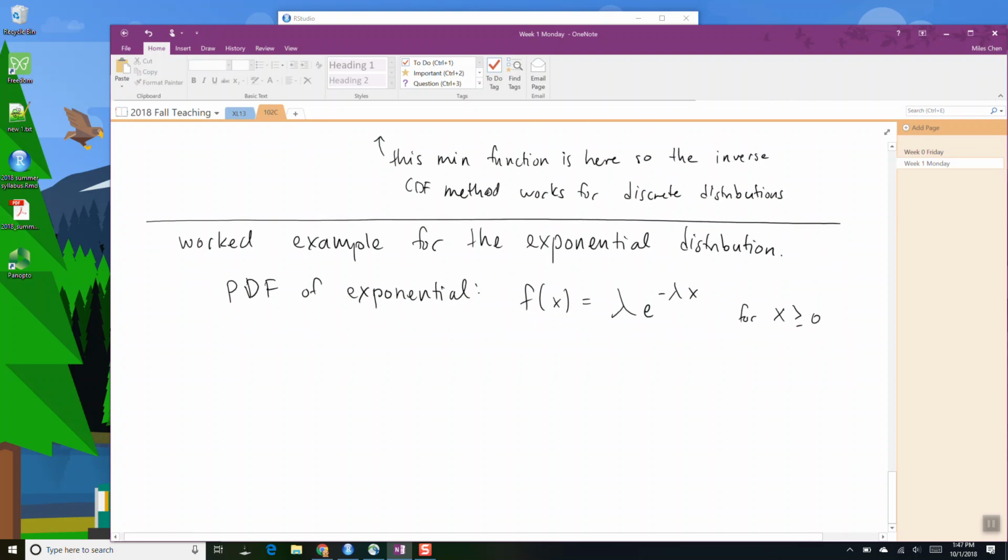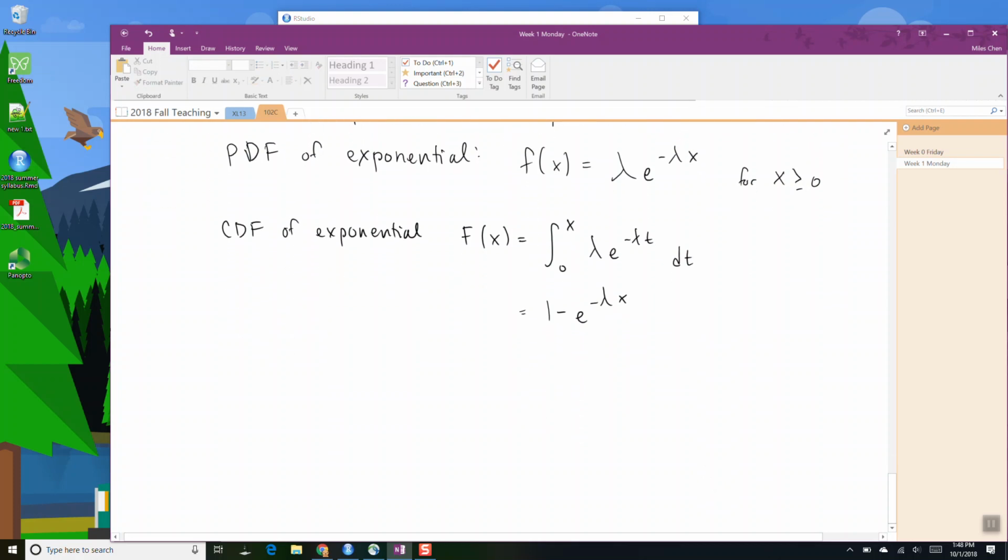And so the CDF of the exponential, capital F of x, is going to be equal to the integral from 0 to x of lambda e to the negative lambda t dt. And when you solve this, you're going to get 1 minus e to the negative lambda x. So that's the CDF.